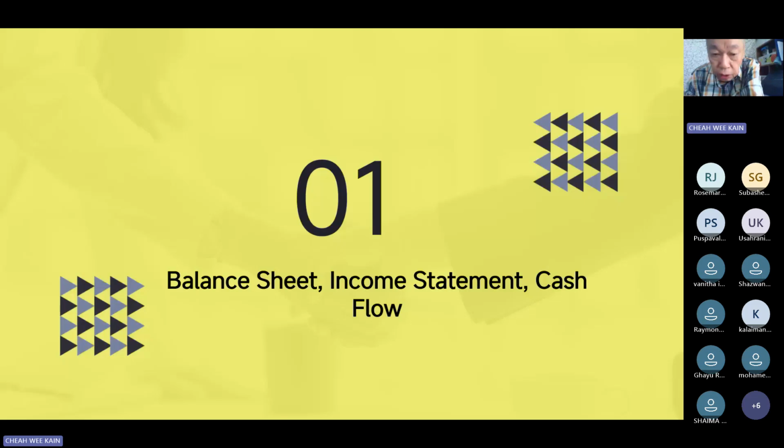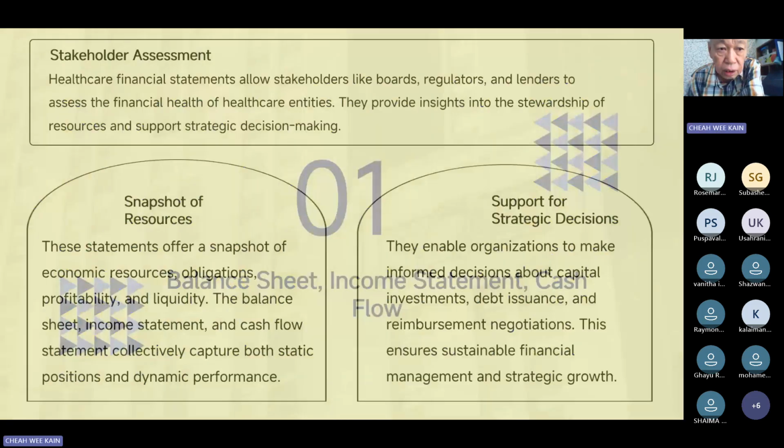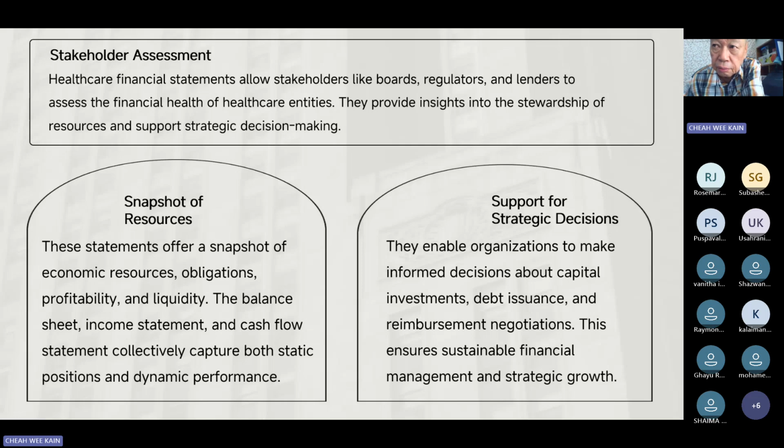Your financial statements, the balance sheet and income statement, allow various stakeholders to assess, that means when they see the documents, they can judge the health of the healthcare entities. By looking at the financial health, we can gain insight into how your resources are being used. We want to know whether you're making profit or loss. They also want to know whether you have enough money to pay people. So these are the two statements. At least you must do it once a year.